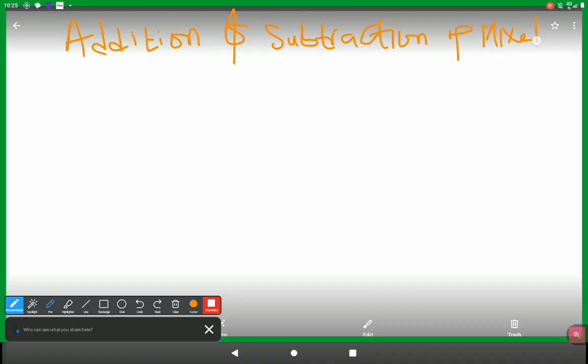Hi, this is Teacher. So let's learn how to add and subtract mixed numbers or mixed fractions. Addition and subtraction of mixed fractions.